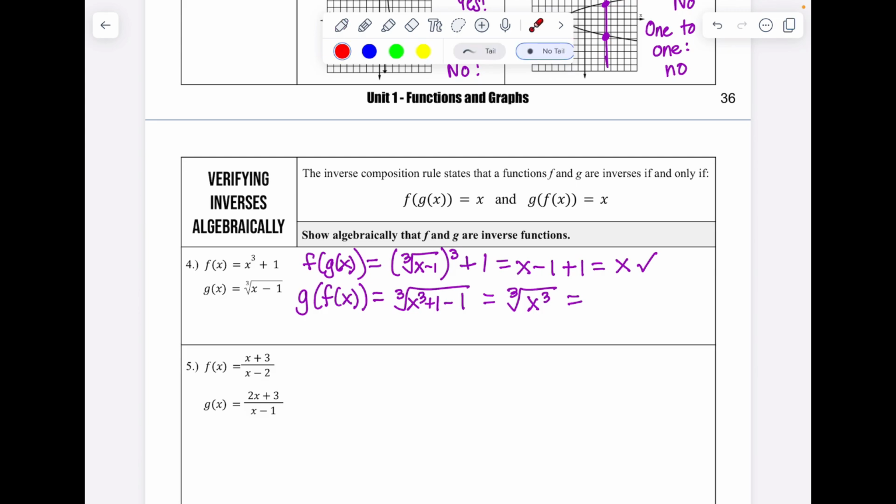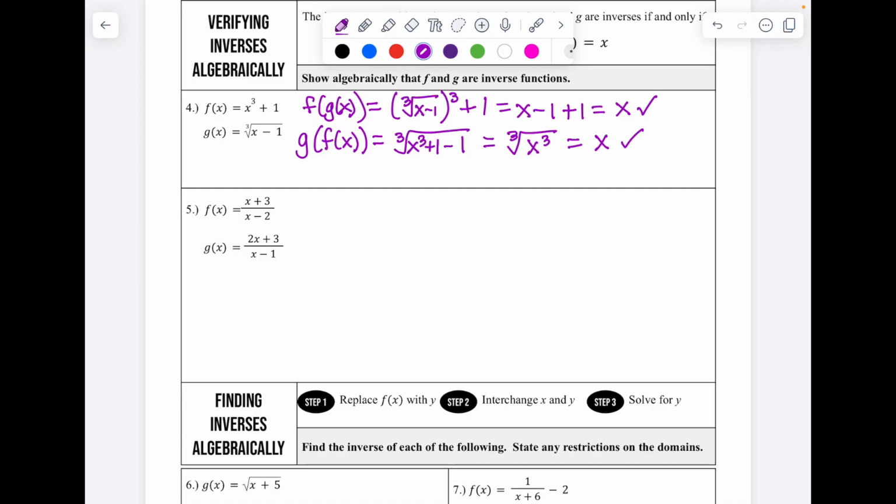And again, these are inverse operations that undo each other. So we're just left with x, and since both directions, f of g of x and g of f of x, simplified to equal x, they are definitely inverses. If either simplified to equal anything besides x, like 2x, x plus 7, or x minus 4, then we would say no. They both have to completely simplify down to just x.